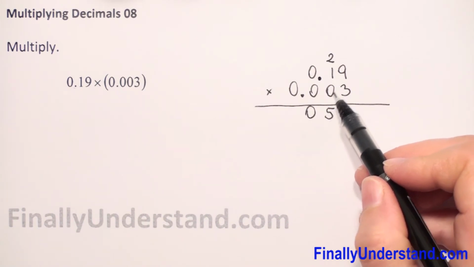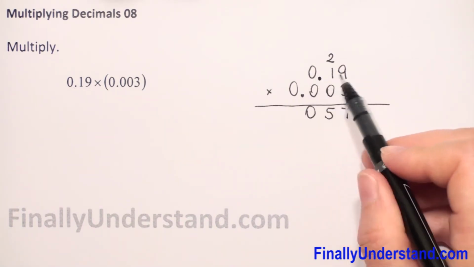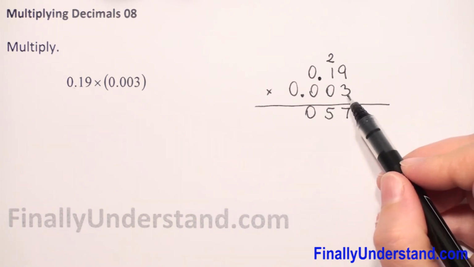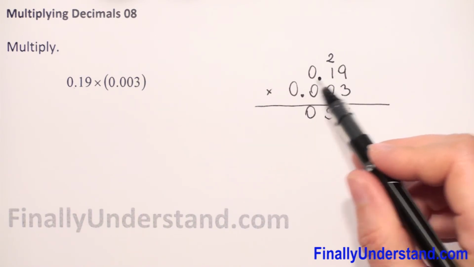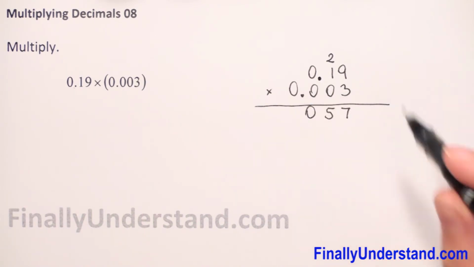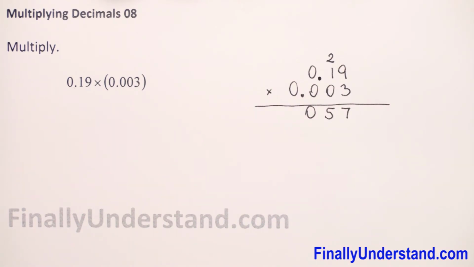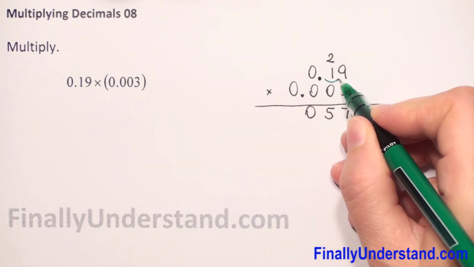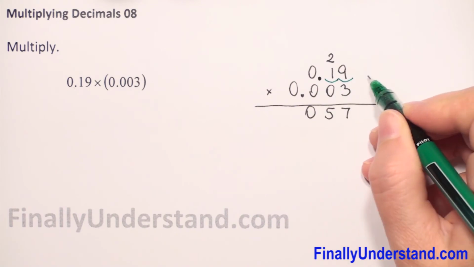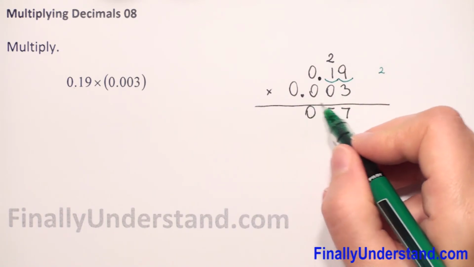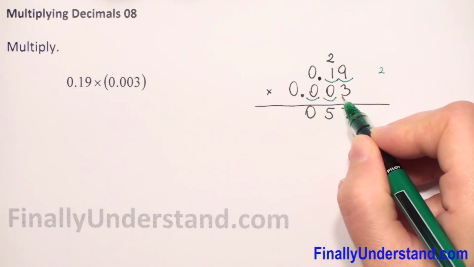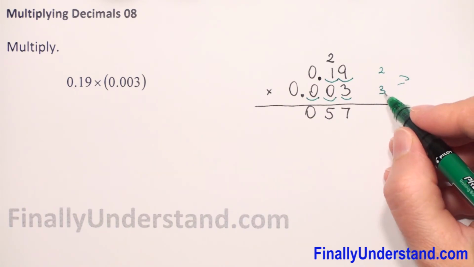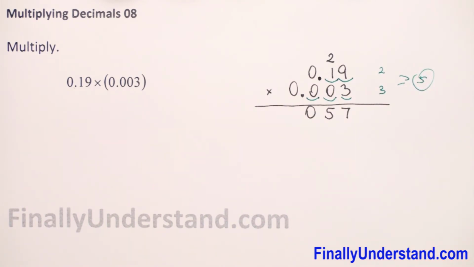Next we have 3 times 0, so it will be 0. And now we have to multiply 0 times every digit in the first row, but when we multiply times 0 it will be 0, so we don't have to do this. We have to multiply only by 3 every number in the first row. And next we have to count how many decimal places we have. In the first factor we have 2 digits after the decimal point, so we have 2 decimal places. In the second we have 3 digits after the decimal point, 1, 2, 3, so we have 3 decimal places. 2 plus 3 is 5, so we have 5 decimal places.